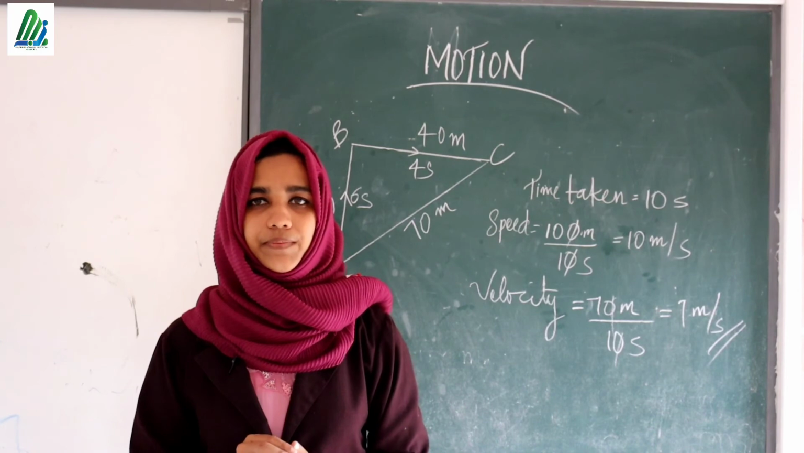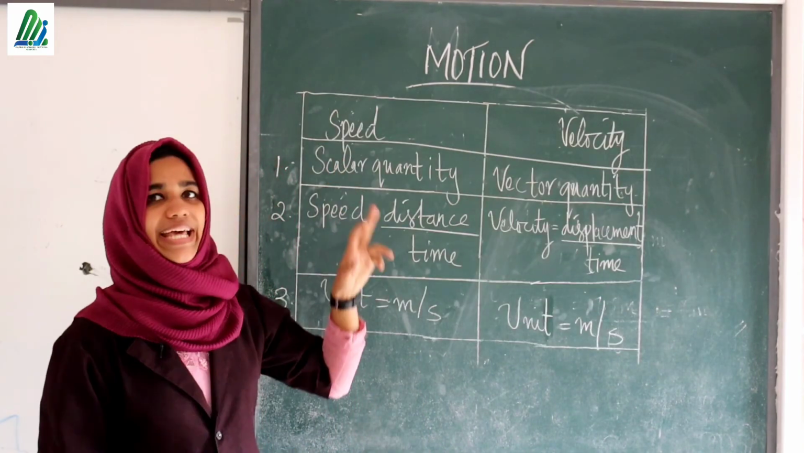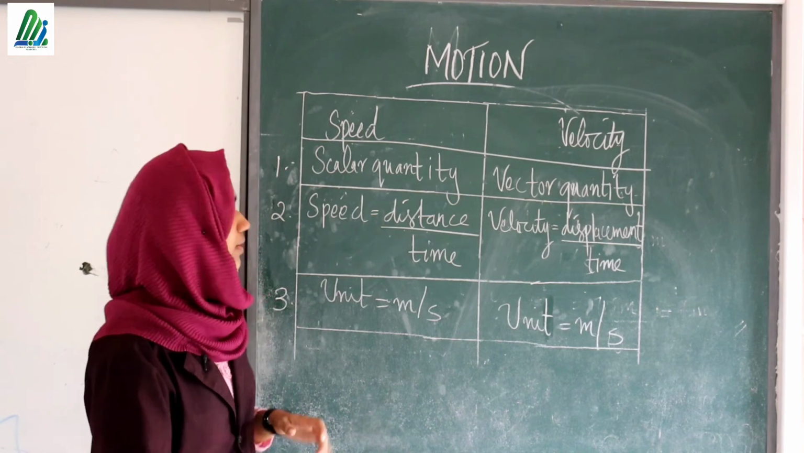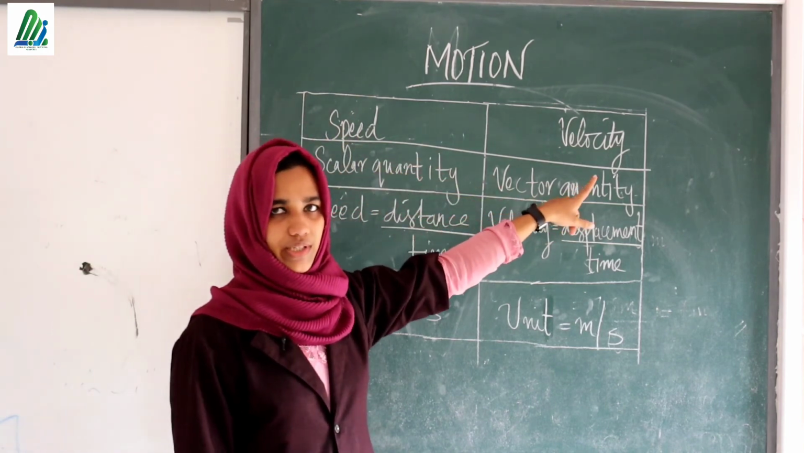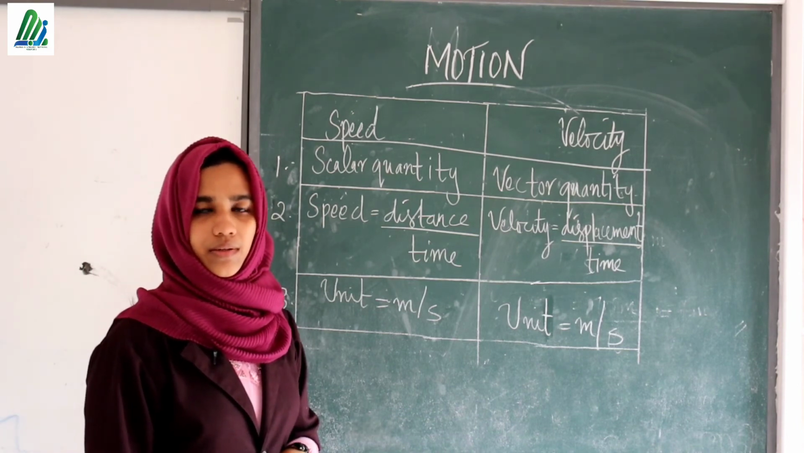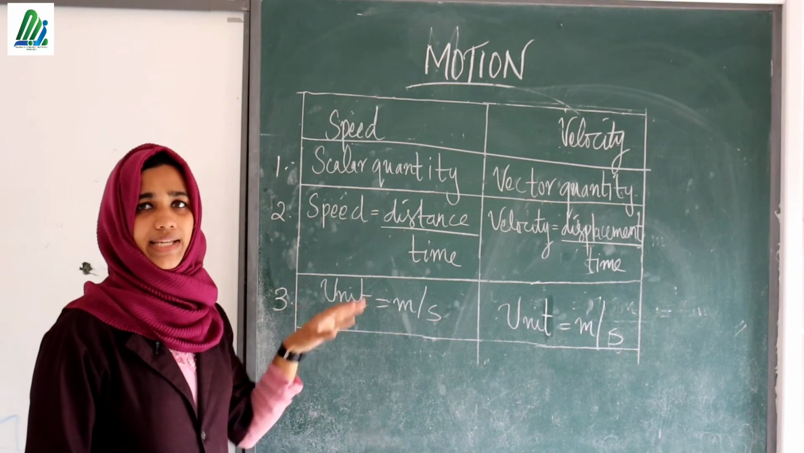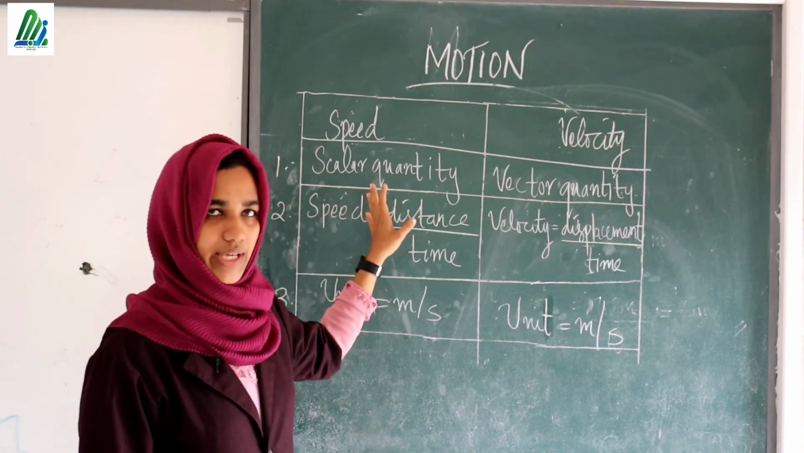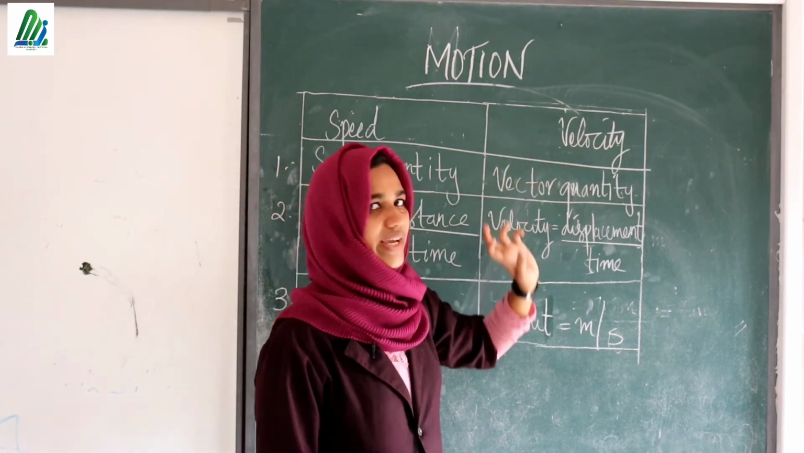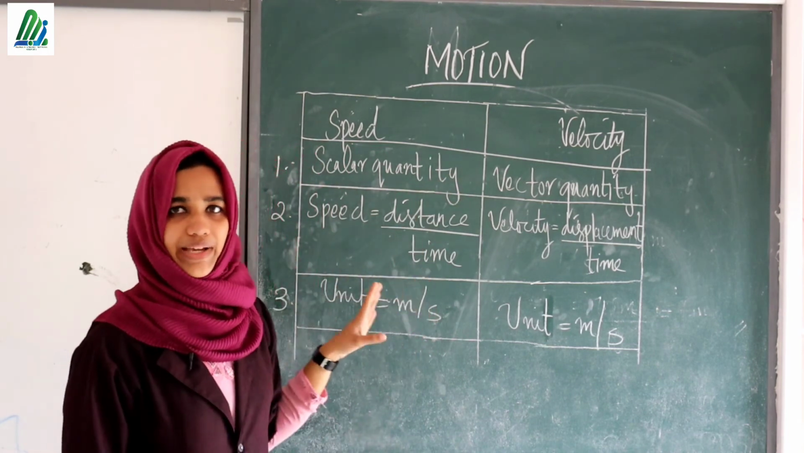Is it clear? We want to differentiate speed and velocity. First one, speed is a scalar quantity. Why? Because it has only magnitude. Then velocity is a vector quantity. Why? Because it has both direction and magnitude.